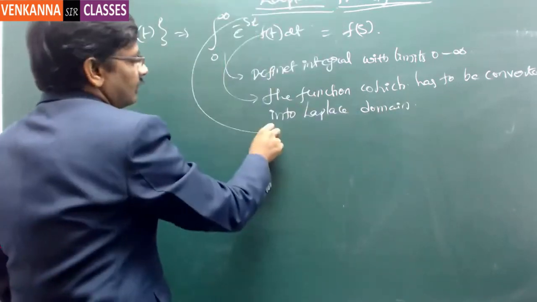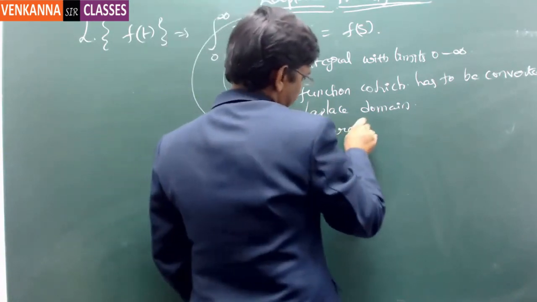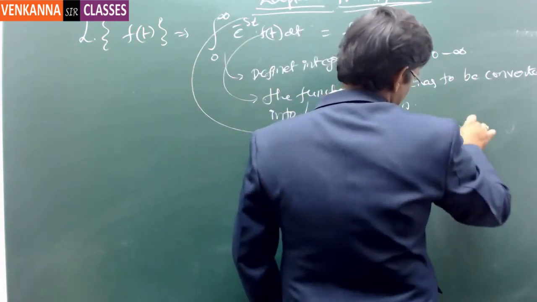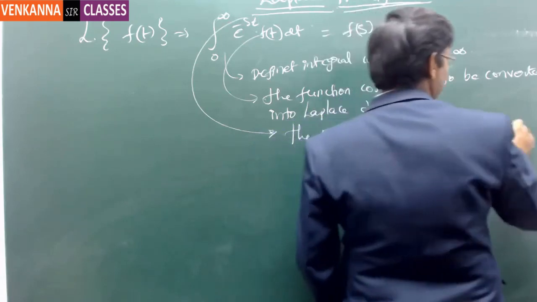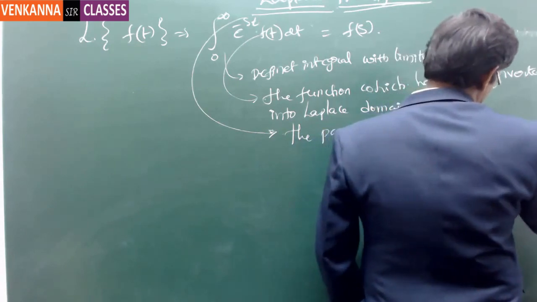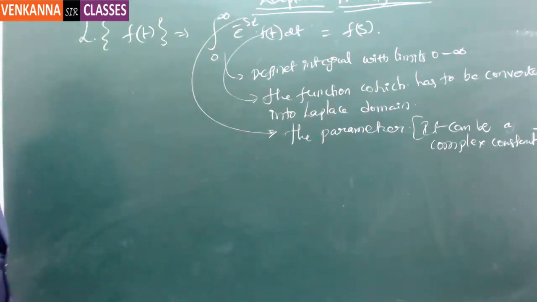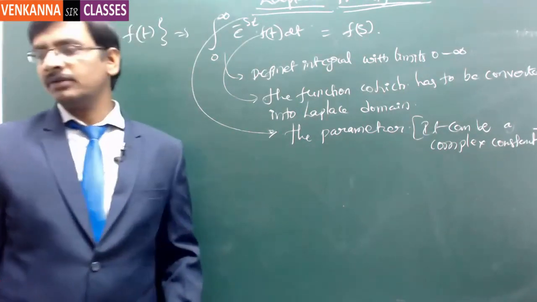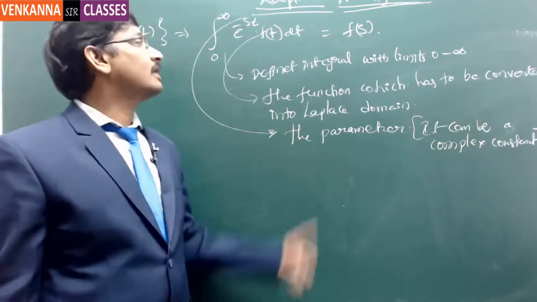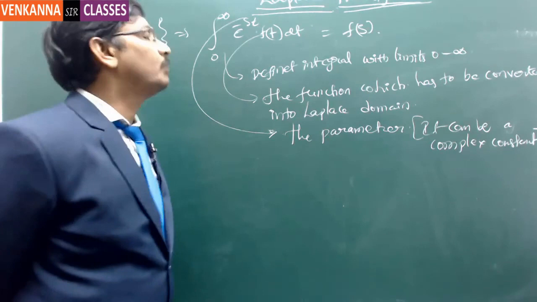This s plays a critical role. This is the parameter. It can be a complex constant also. So this is the definition of Laplace transform. Now with this definition, as long as you are able to find the integral, any function you can think of, as long as you are able to find out this integral value e power minus st into f of t, then you should be able to solve that integral.